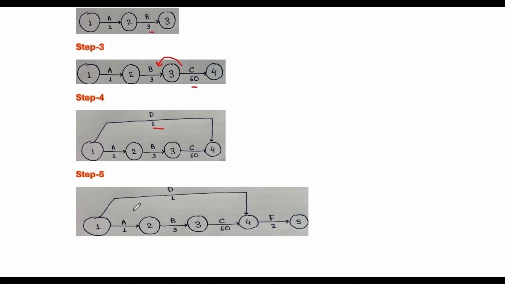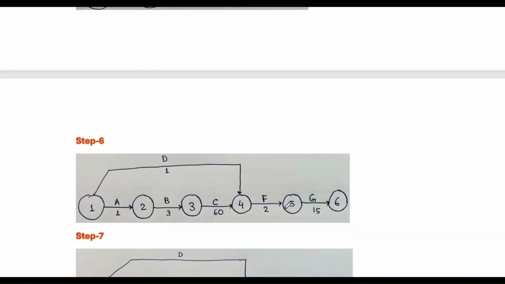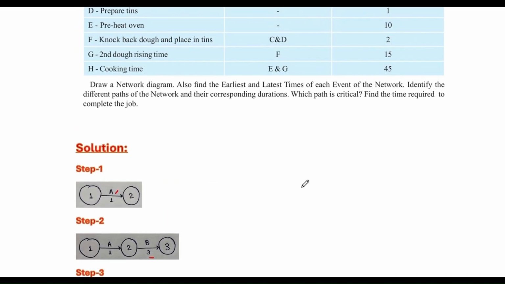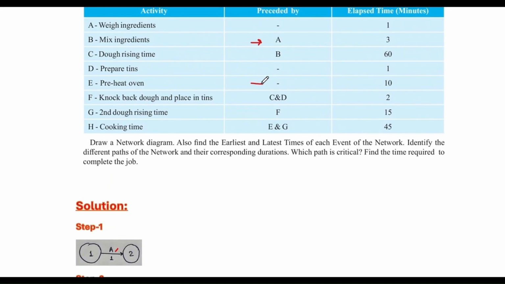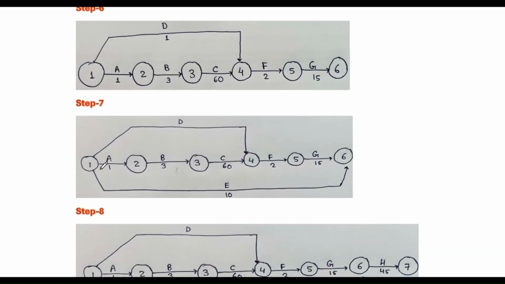Now notice something. Node 4 receives 2 arrows. Next, node 4 to 5 is activity F and the duration is 2 minutes. Step 6. Now node 5 to 6, activity G, and the time is 15 minutes. Step 7. Activity E has no predecessor, so E also starts from the starting point, that means node 1. Node 1 to 6 will be labeled E, and the duration is 10 minutes.